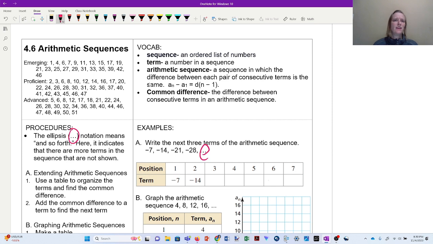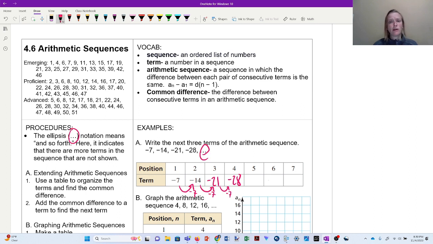And one of the handiest ways of looking at an arithmetic sequence is just to put it in an organized form, use a table. So term number 1 was -7. Term number 2 was -14. So if I continue this pattern, -21, -28, I need to look at that pattern, and I can see that each time I get the next number in the sequence, I go down by 7.